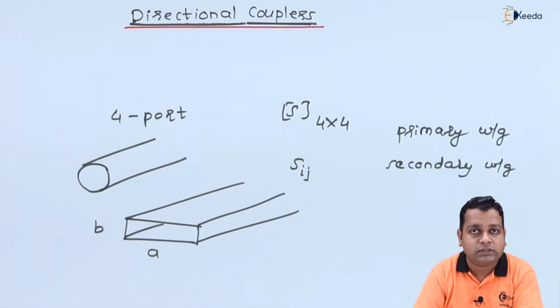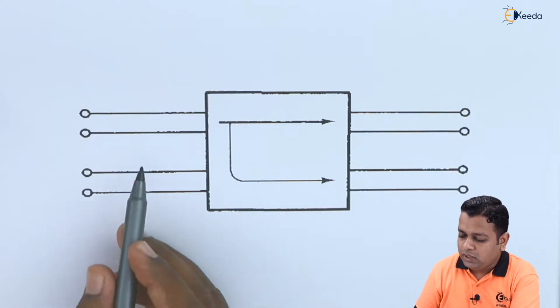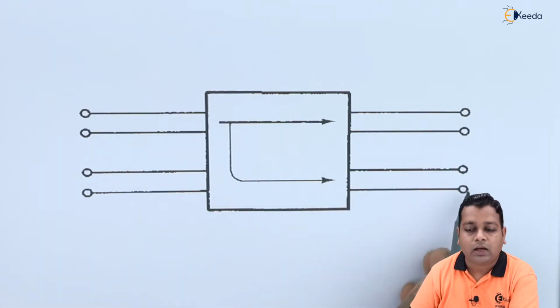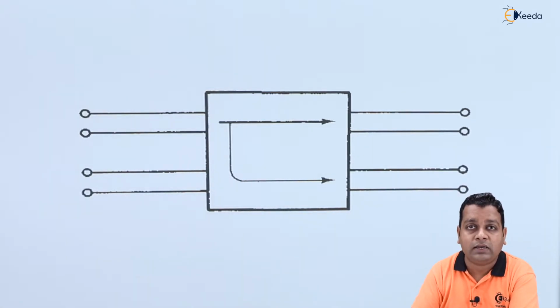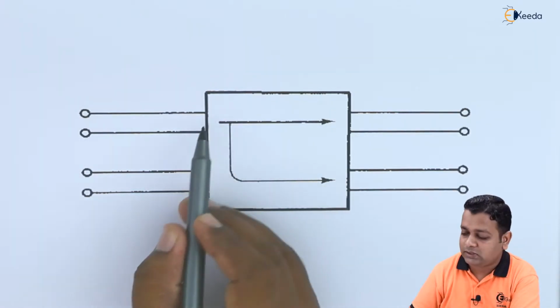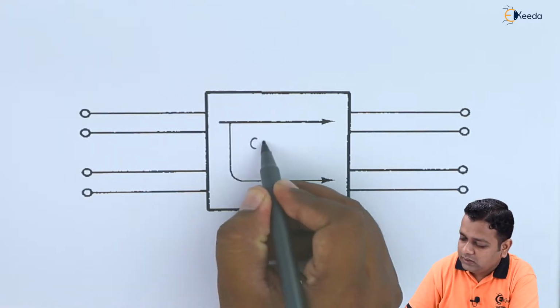The basic structure we shall see with the help of a schematic diagram. In this schematic diagram, we show 4 ports. On the left hand side we have shown 2 ports, and on the right hand side we have another 2 ports. As the name of the device is directional coupler, this central block that has connections to all these 4 ports is called the coupling device.